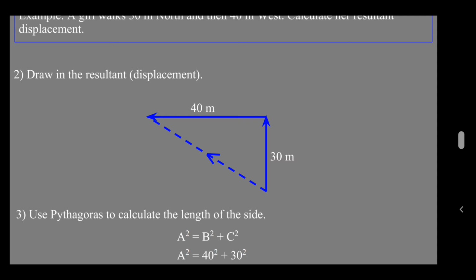Now, as you might come on to later, this can also be things like speed. This could be things like force. It is still the same physics of finding out the resultant, except the units might change.